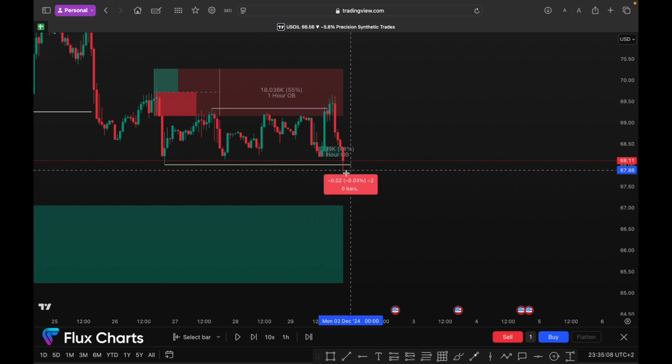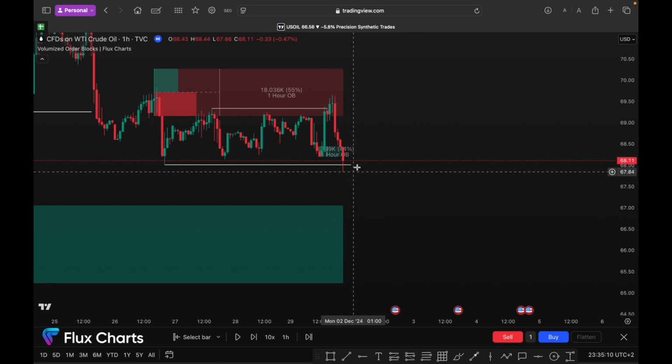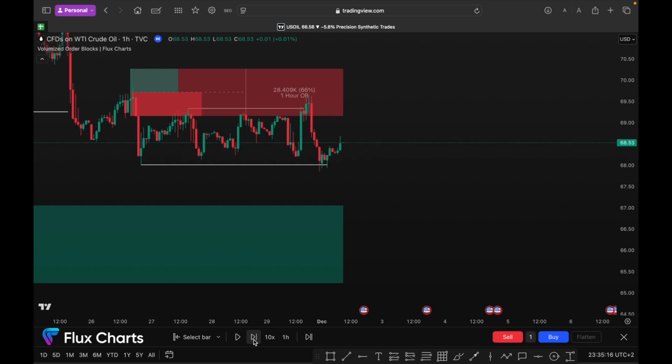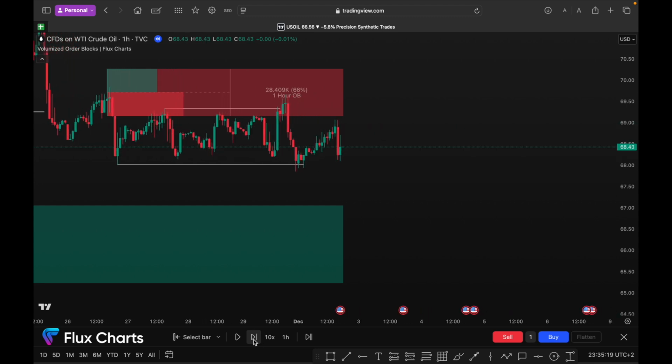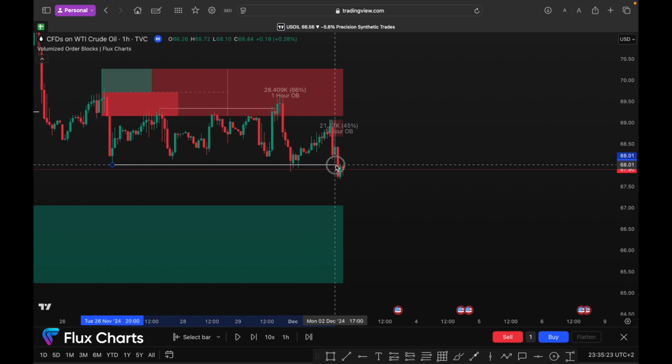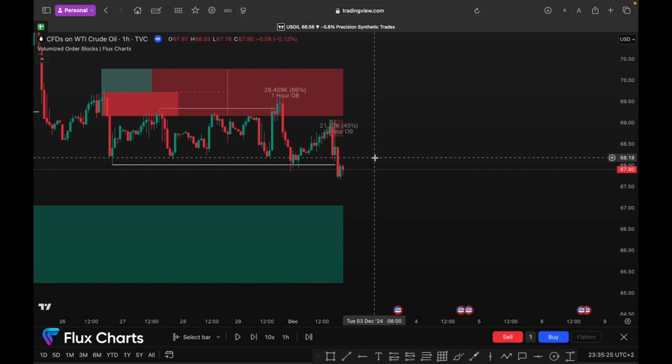I want a candle close below this low just to confirm. Let's see if we get that. Not yet. Price is playing around. There we have a close. So now I know I can put my stops to break even.